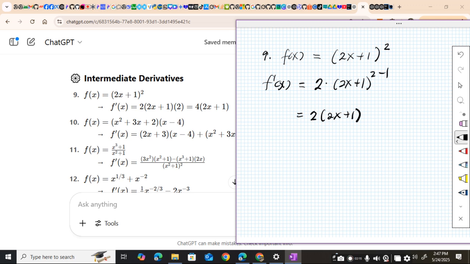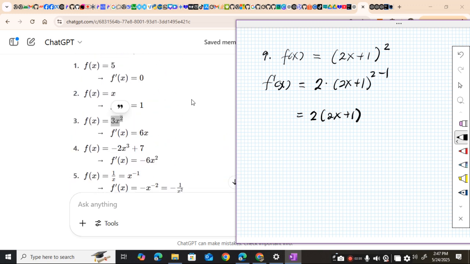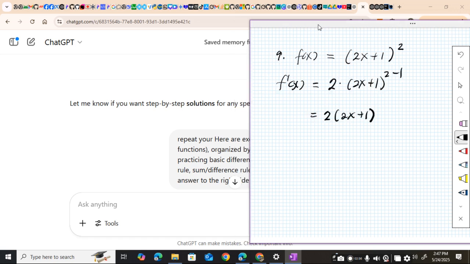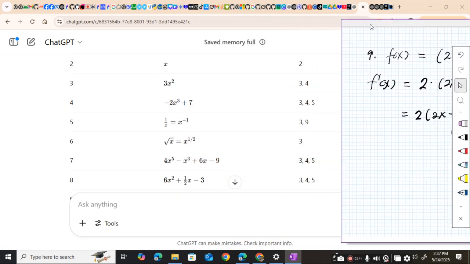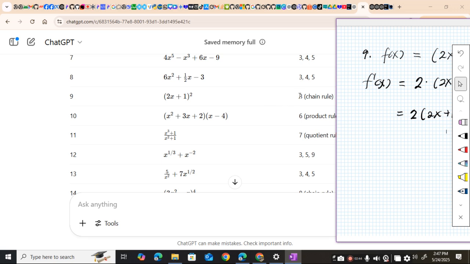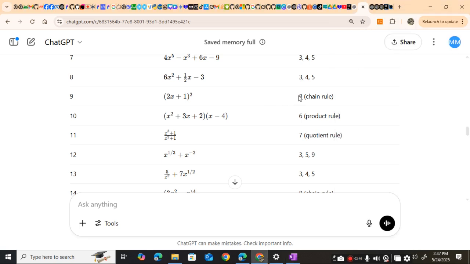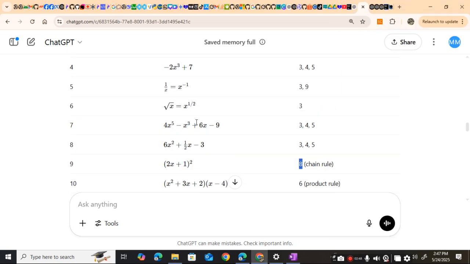Hey, that's not the answer of ChatGPT. There seems to be a factor here, which is 2. Where did it get it? So let's try to analyze it further. This is some kind of a composite function. So what's a composite function? Let's analyze number 9. As I have said, for number 9 it uses the chain rule, which is rule number 8. So let's explore number 8.